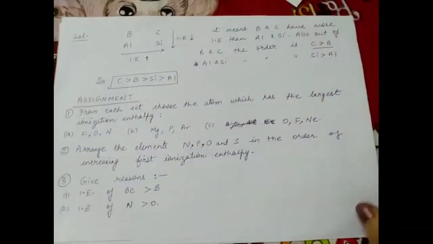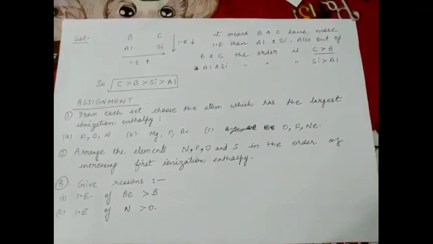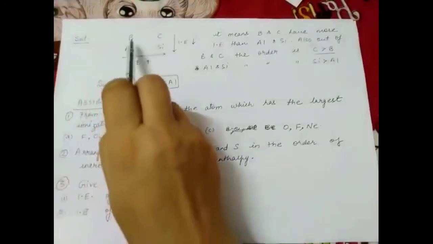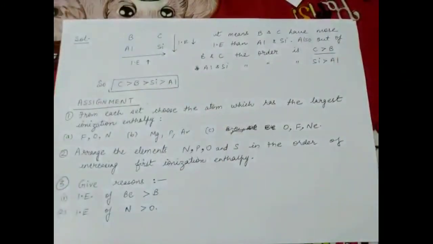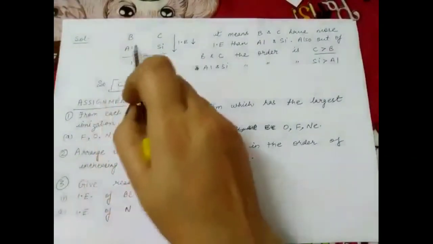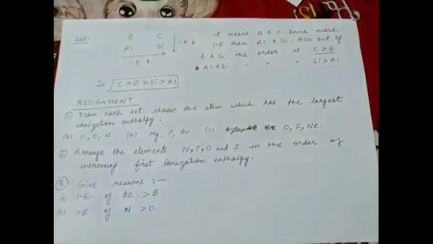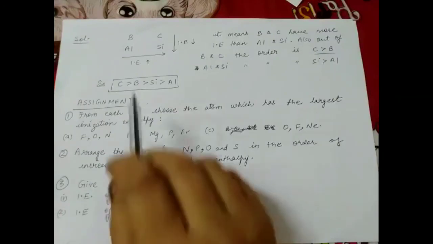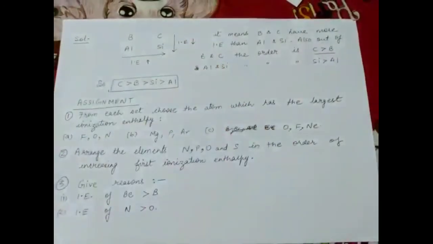First we will arrange them according to their position in the periodic table. Boron and carbon belong to the second period. Aluminium and silicon belong to the third period. And boron and aluminium are in the same group, and carbon and silicon are in the same group. As I told you earlier, you have to learn the members of the second as well as the third period. Mixed questions will come from both the periods. So this is how the 4 elements are placed in the periodic table.